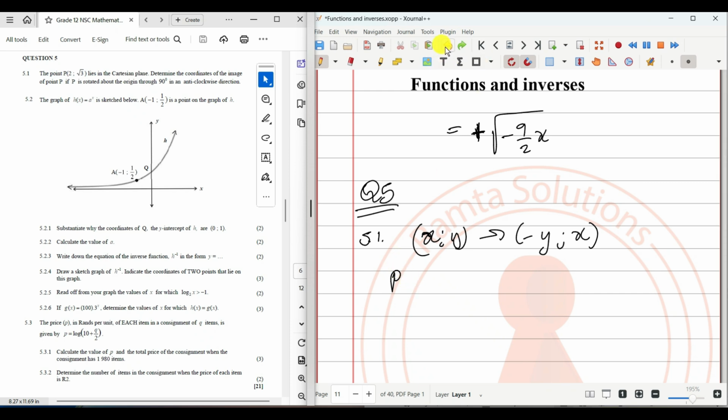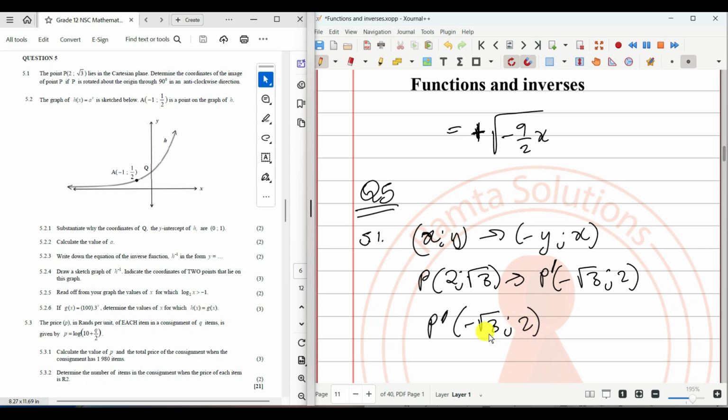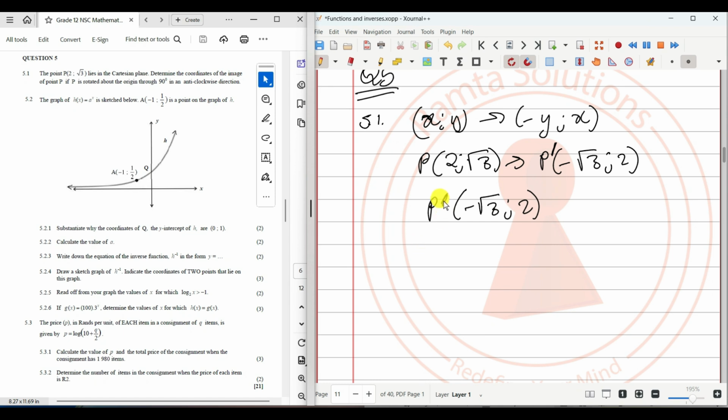So check this out. Let me begin with P, just to show you here. P is 2 and root 3. Then P prime will be negative root 3 and 2. This will be P prime. So your answer is simply negative root 3 and 2. That is your answer from grade 9.